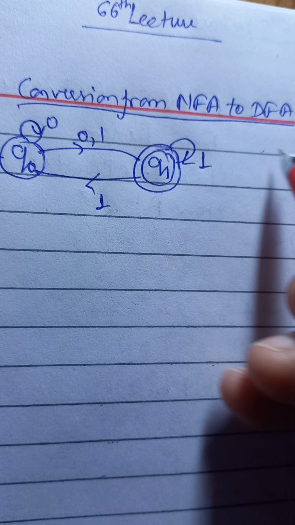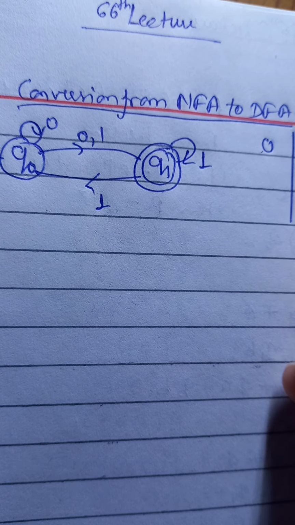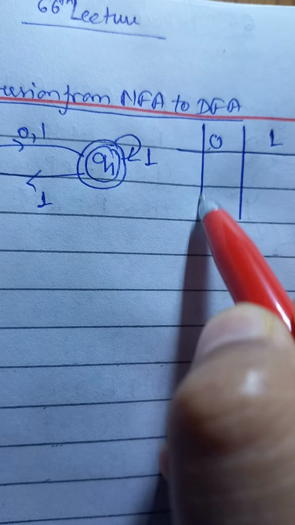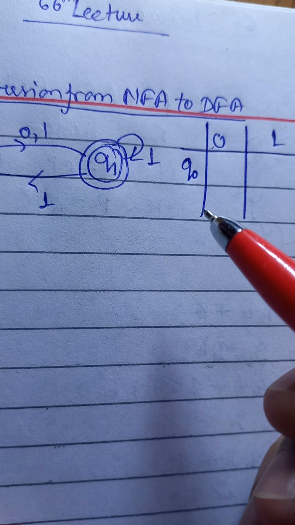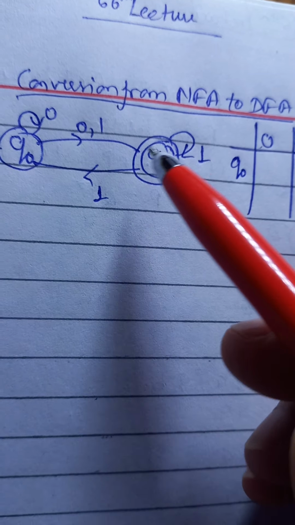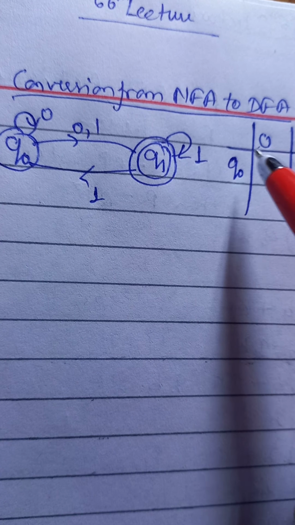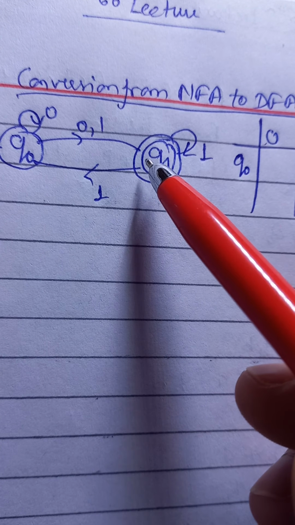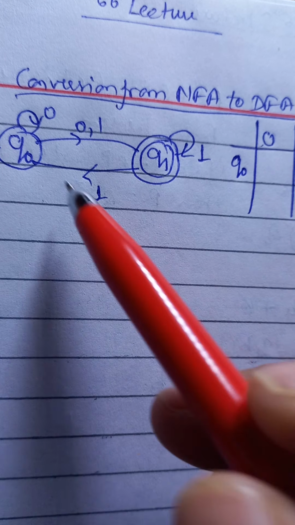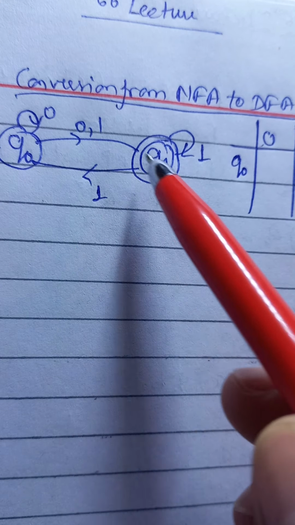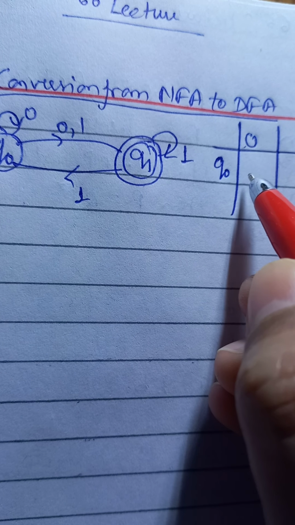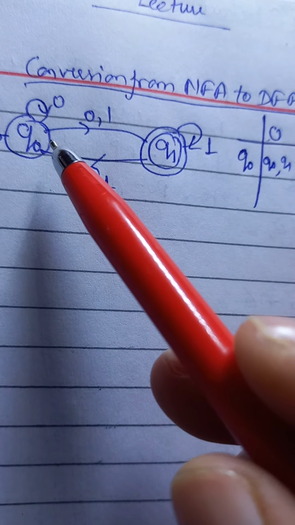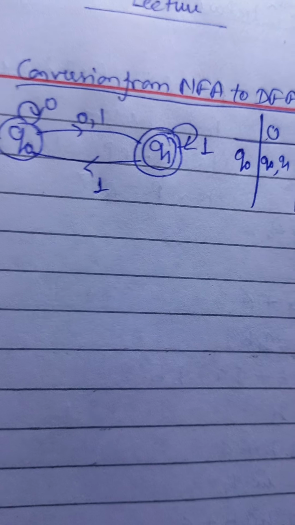Transition table will be for 0 transition, for 1 transition, for Q0 state. From Q0 for 0 transition, we are moving to Q0 and Q1 both. So we will write here both Q0 or Q1. And from Q0 for 1 transition, we are moving to Q1. So we will write here Q1.